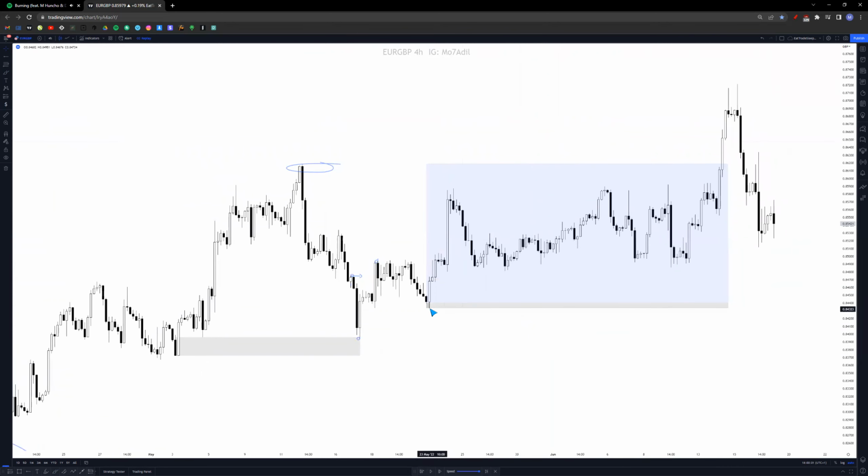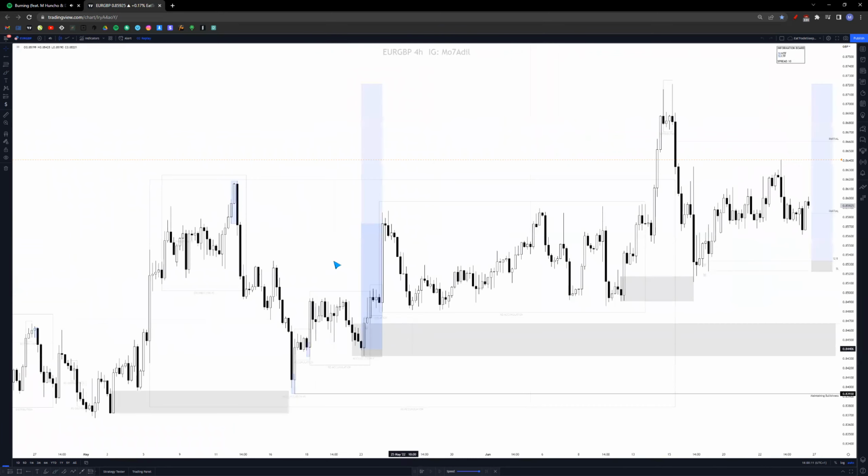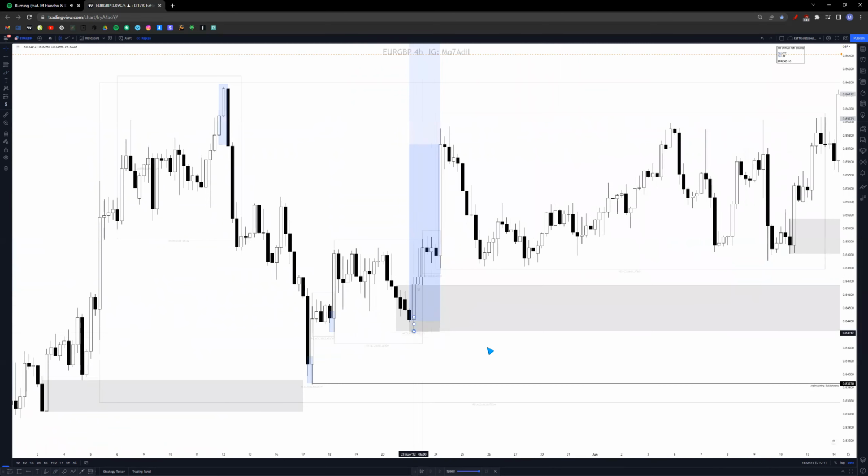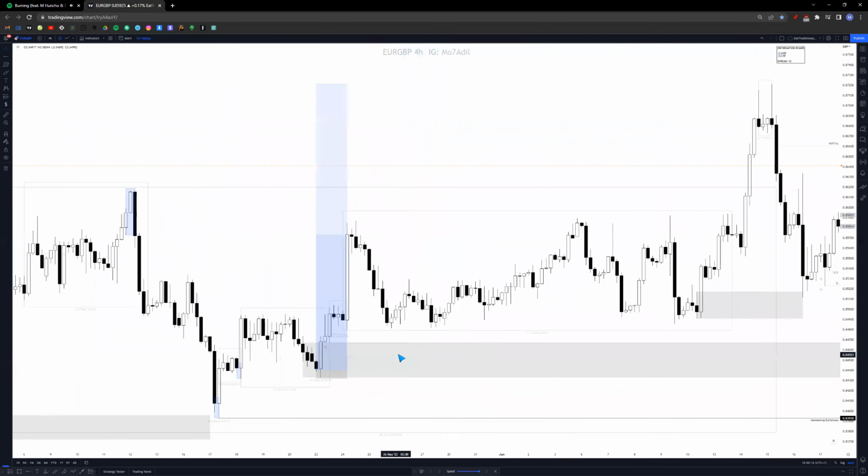Now, in regards to the broker feed, Oanda shows that it hit stop loss, but in reality, it didn't. If I just quickly showcase it on my chart, there you go. As you can see, it respected the low. It's just Oanda that shows that it hit stop loss when it didn't.